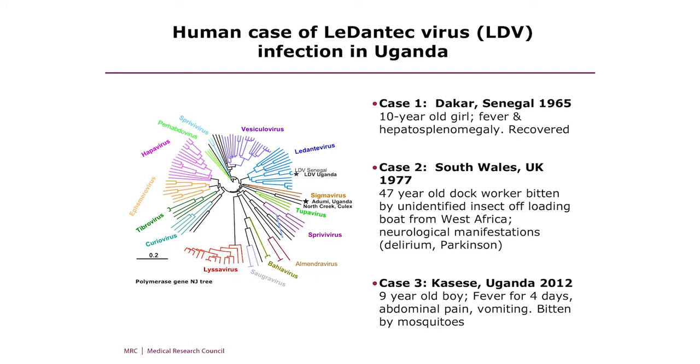The first case was in Dakar, Senegal in 65. The other case was in 77 in Wales, and the most recent in Uganda was again identified.